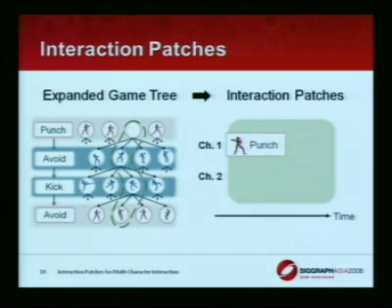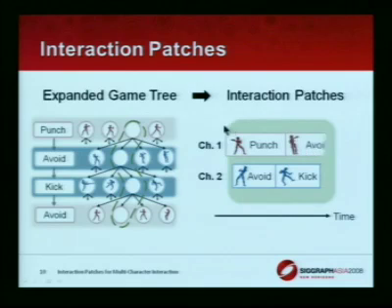Consider the path I highlight here. We can convert the path into a timeline between the two characters. So here, this is the time, and this is character 1's actions and character 2's actions. So character 1 first punches, character 2 avoids and kicks, and then character 1 avoids again. You can see that because the actions themselves are continuous and the durations are different, overall, the two characters act at the same time and interact with each other.